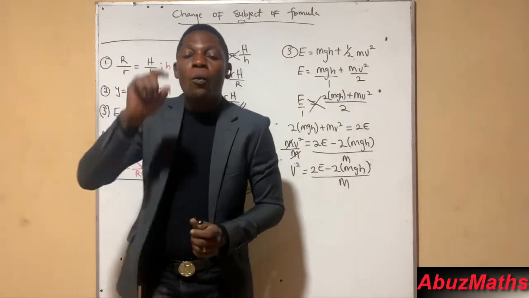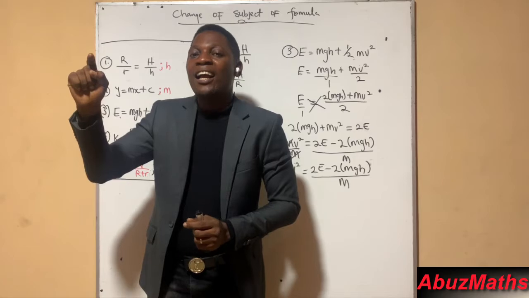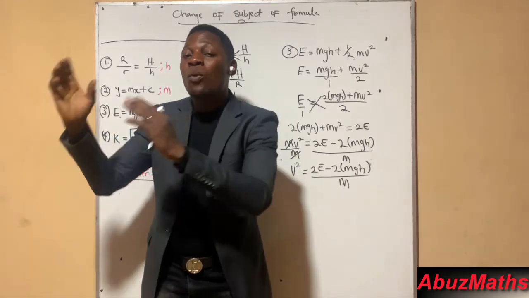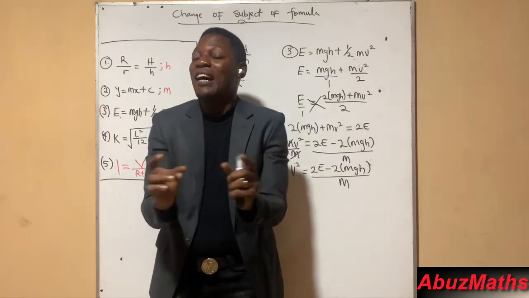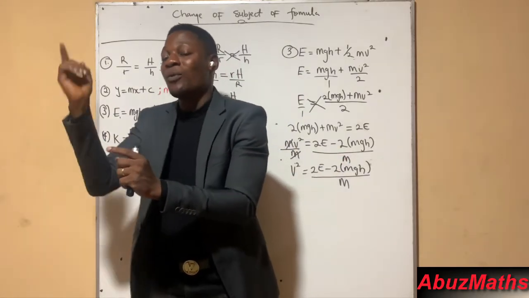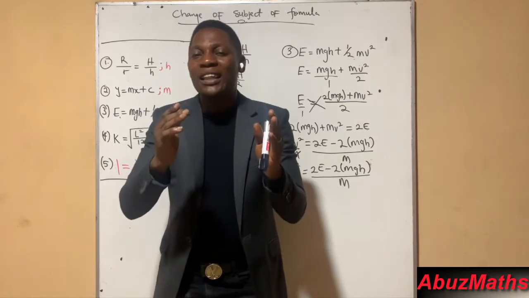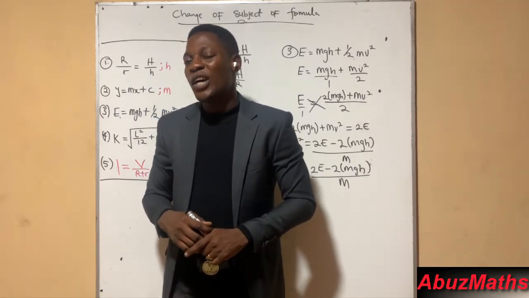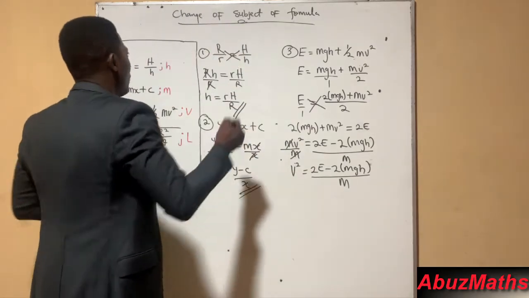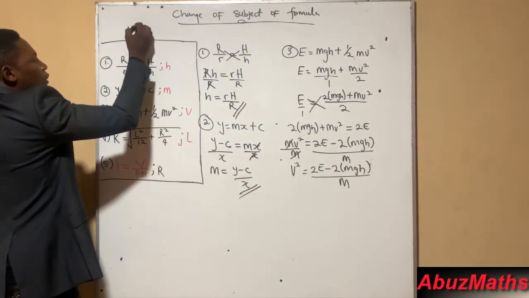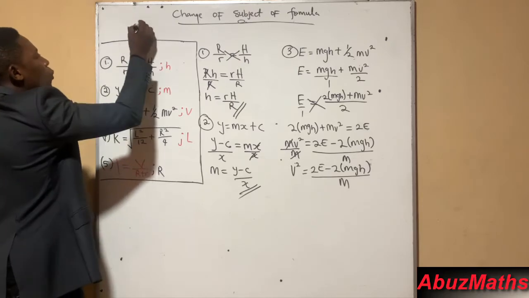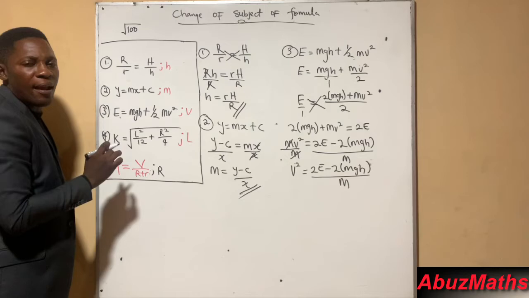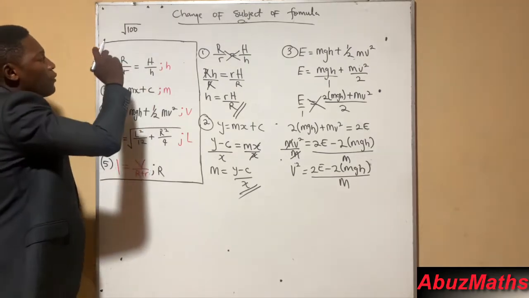Another trick. When you have a square and you want to cancel that square, just take the square root of both sides. And if you have a square root and you want to cancel that square root, just take the square of both sides. But does that really work? Is that really correct? Let's try a question.